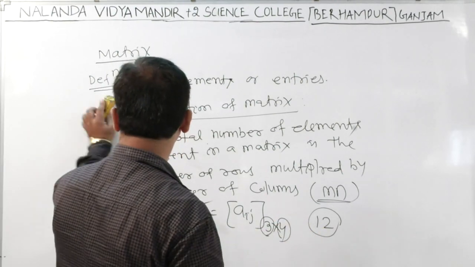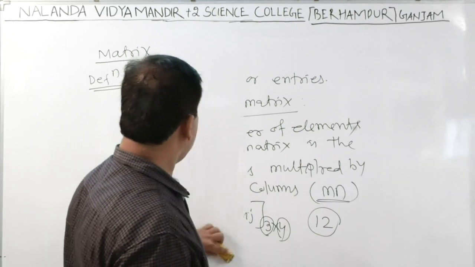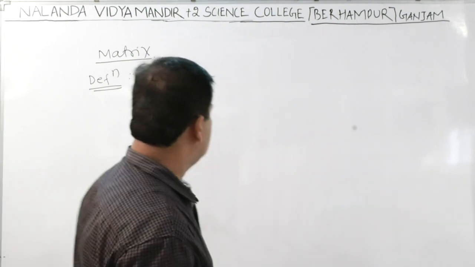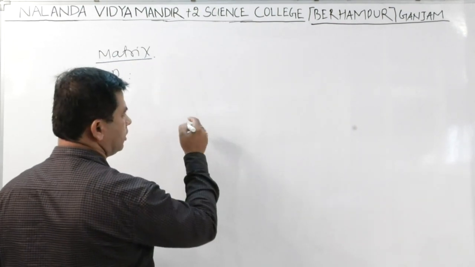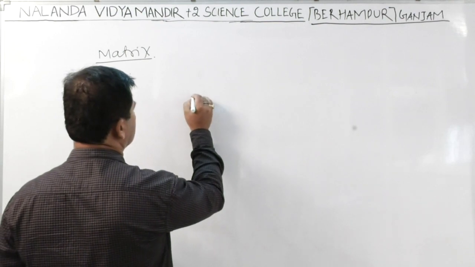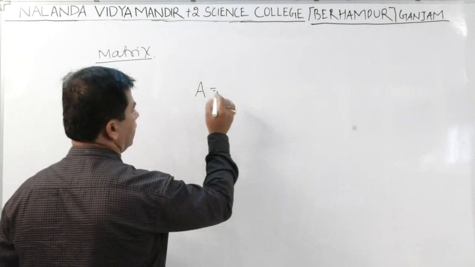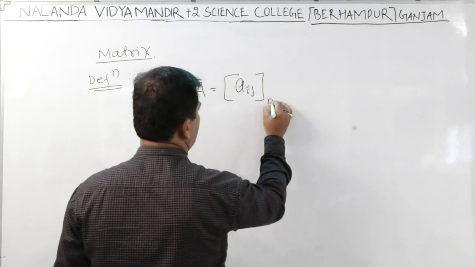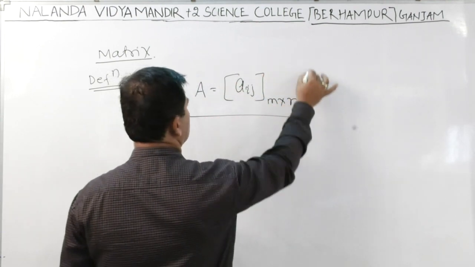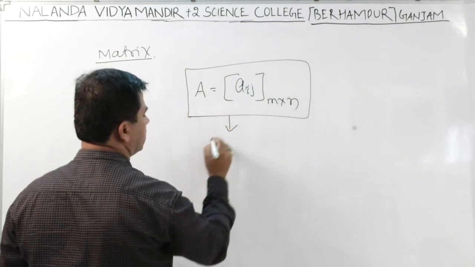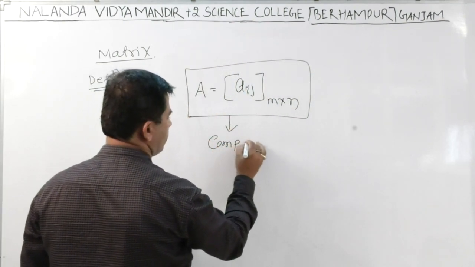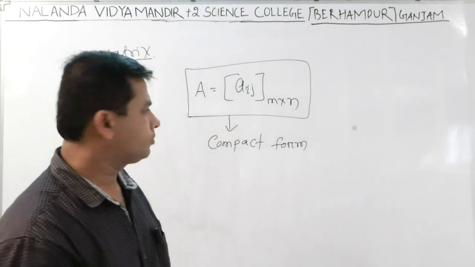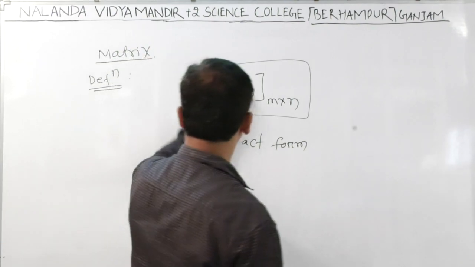Now, every matrix can be written in compact form. The above matrix can be written in compact form, that is, the given matrix A can be written as Aij of order m cross n. This form is known as compact form.